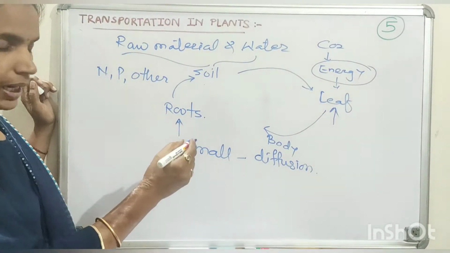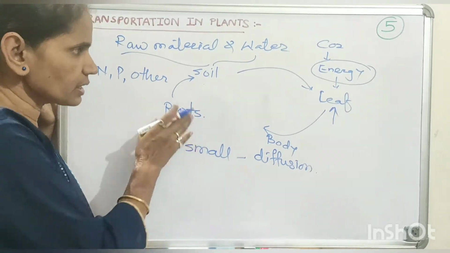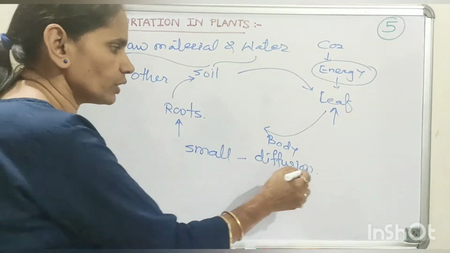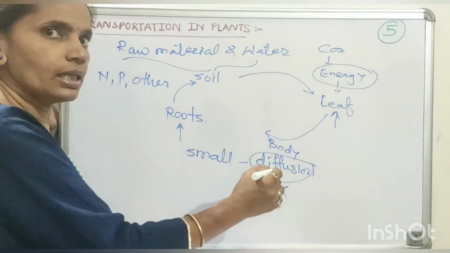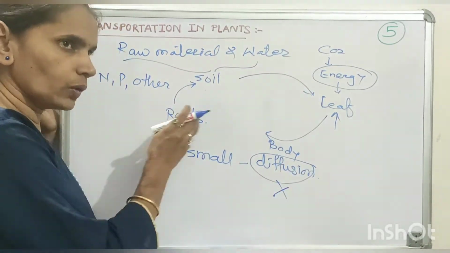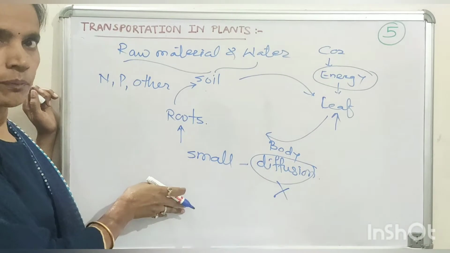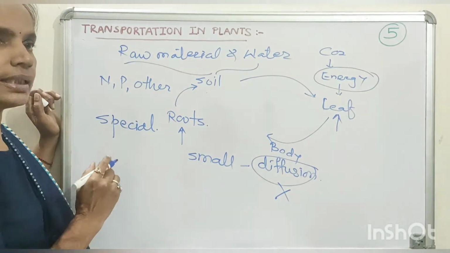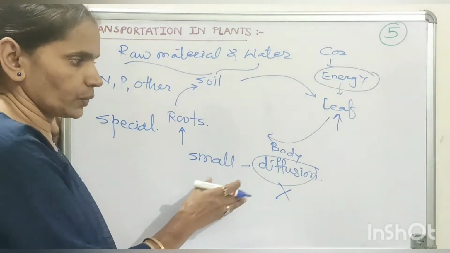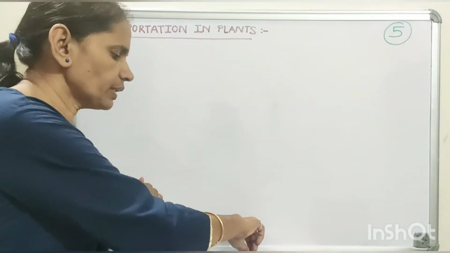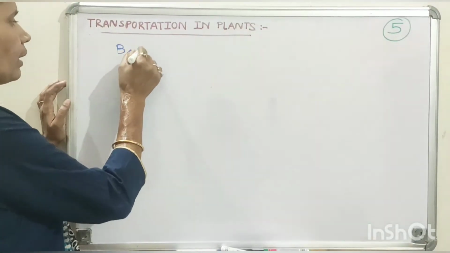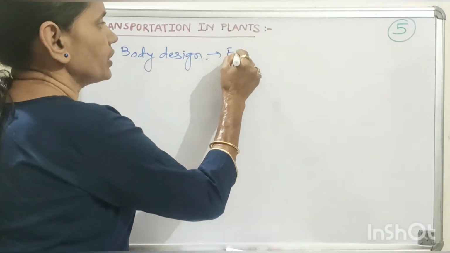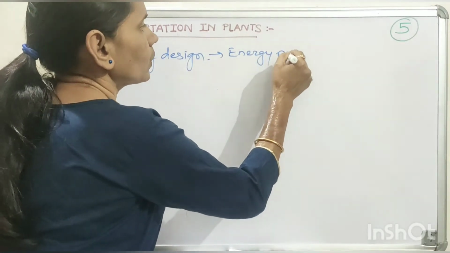But in the taller plants or the trees, the distance between these two organs, that is the leaves and the roots, is much larger. So the simple process of diffusion is insufficient for the transportation of both of these products throughout the plant body. For that purpose, a special transportation system is required that will carry out this two-way transportation. We know that different organisms differ in their body design. As the body design is different, obviously the energy needs of the different organisms are also different.